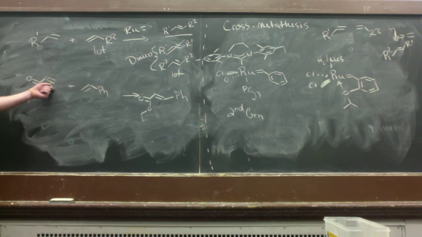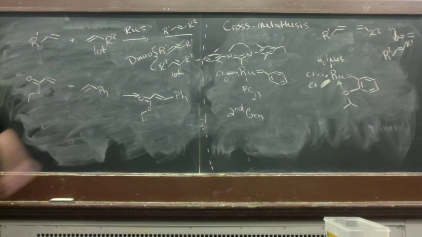Again, if you show a mechanism, you go this way. I'm not going to penalize you, but I'm just trying to explain. It will go on this one slower, but once it gets on this, this is the most reactive alkylidene, which will then immediately react with the other alkene.